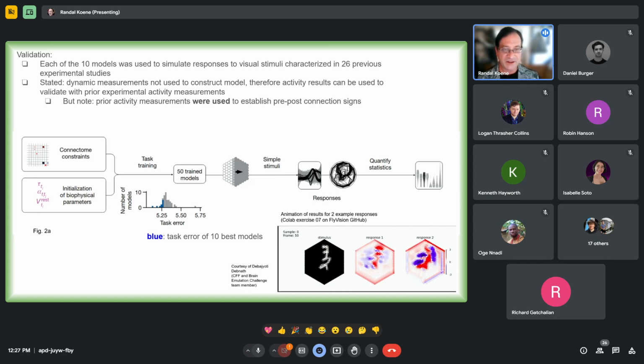The process of validation using simple visual stimuli is depicted in figure 2a here. You can kind of see what they were doing, and that they were using those 10 best models that had task error up to here. One of our brain emulation challenge team members, Deb, was kind enough to make an animation for me to include here. It shows 2 examples of responses to simple stimuli, in this case, handwritten numbers from the MNIST dataset.